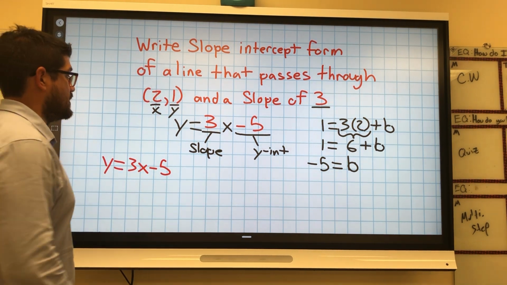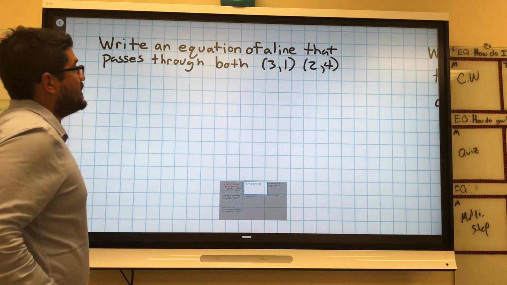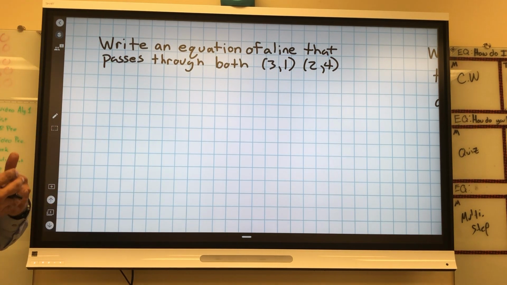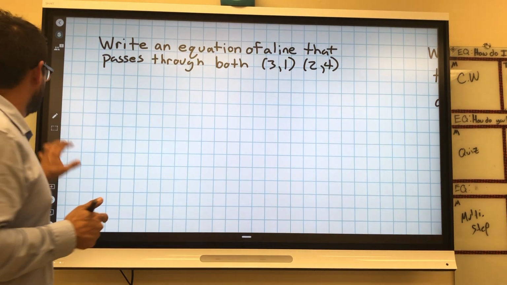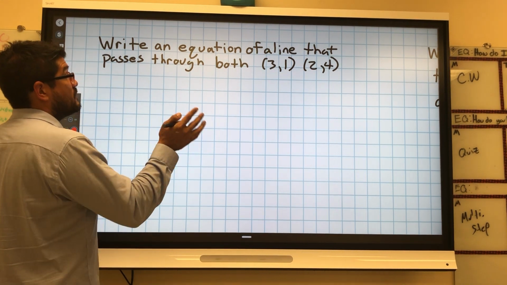All right, so let's go to the next one. So here, they don't give you the slope. Write an equation of a line that passes through both (3, 1) and (2, 4). So now, they did not give you the slope. You have to find the slope.